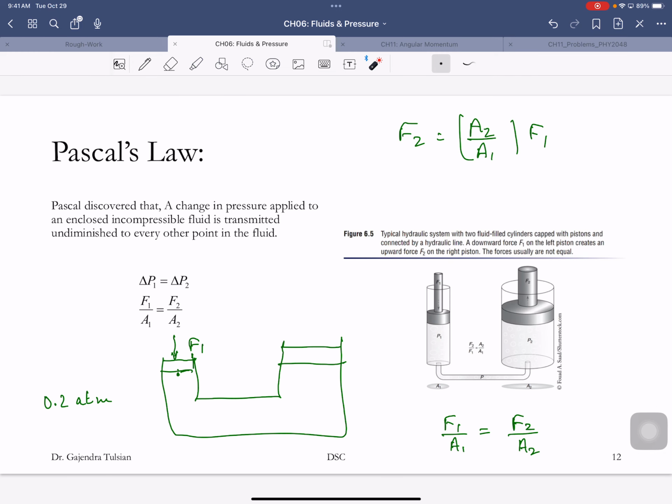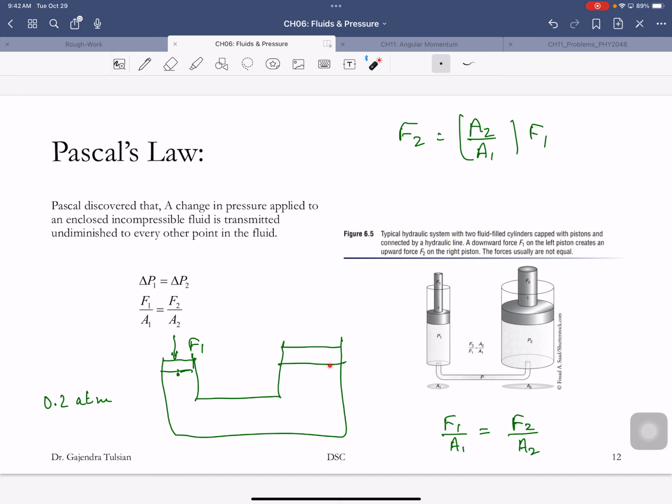We saw Pascal's law. Pascal's law says that on an enclosed fluid, if you increase the pressure at any point by a certain amount, the pressure increases by the same amount everywhere in the fluid. So let's say if you increase the pressure at this point by 1/10 of an atmosphere, everywhere in the fluid, the pressure increases by 1/10 of an atmosphere.